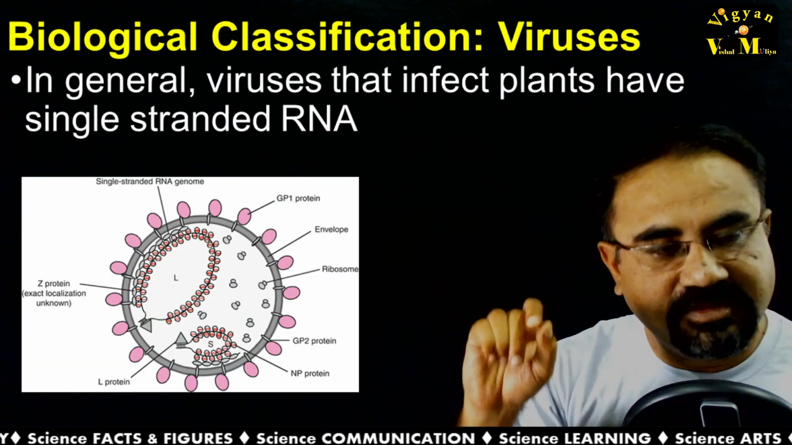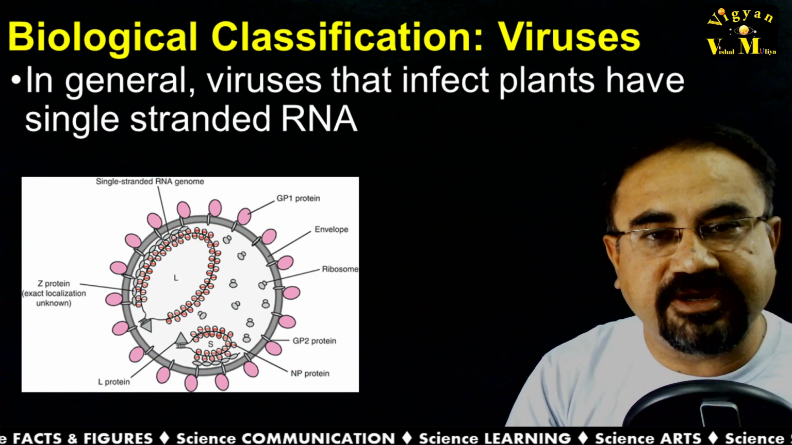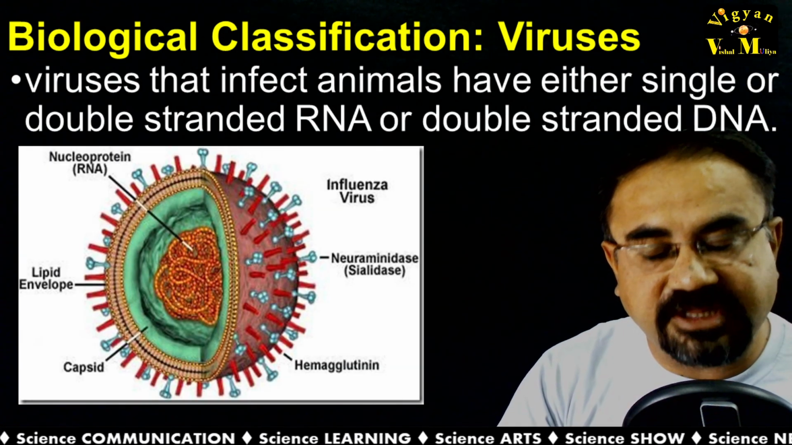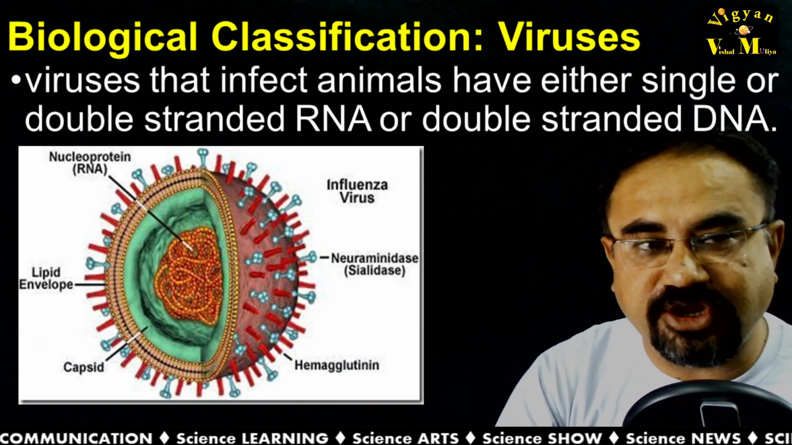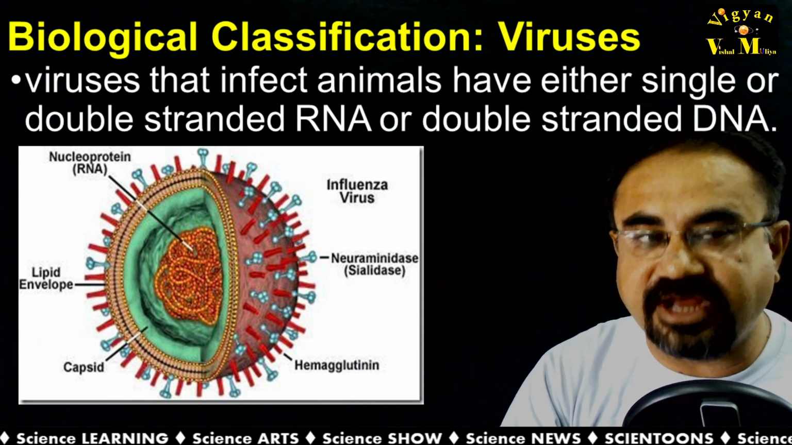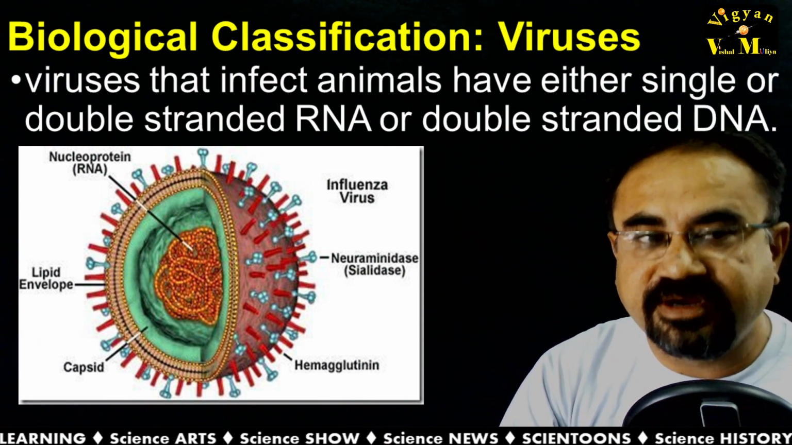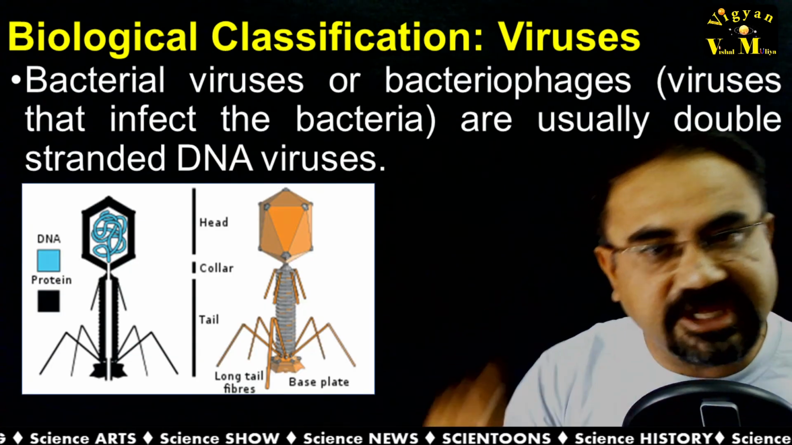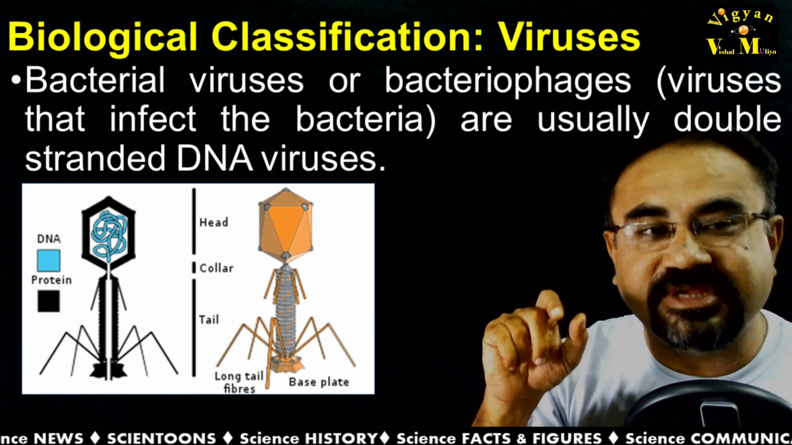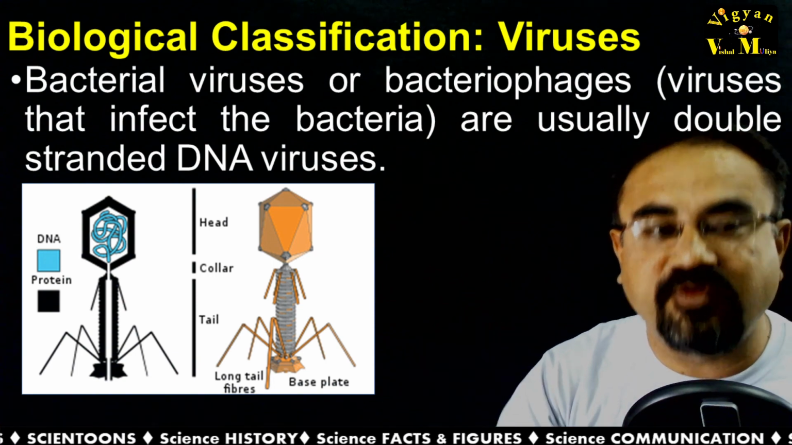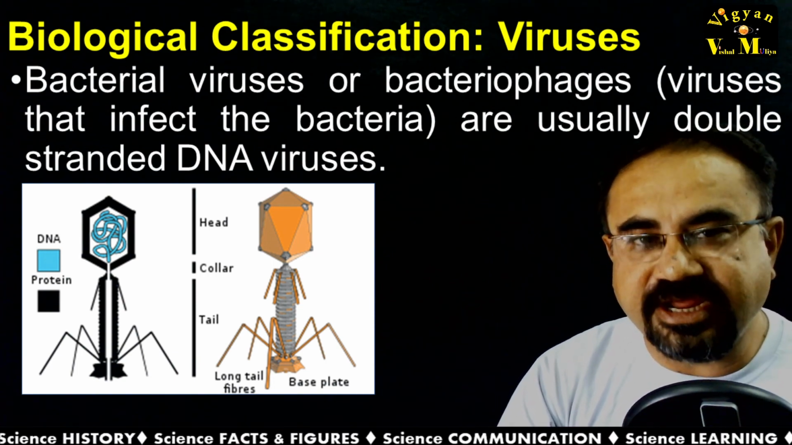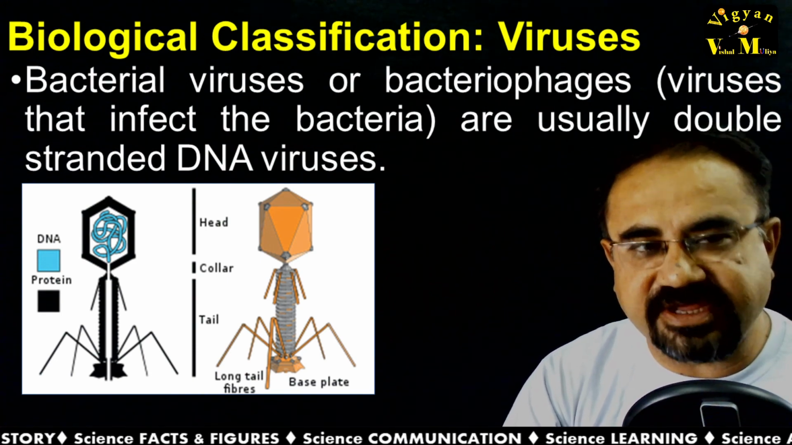And the virus which is infecting the plant generally has single-stranded RNA, while the viruses which are infecting animals generally have single-stranded or double-stranded RNA or double-stranded DNA. Even there are certain viruses which infect bacteria. We call them bacterial viruses or bacteriophages, and they usually have double-stranded DNA. So they are double-stranded DNA viruses.